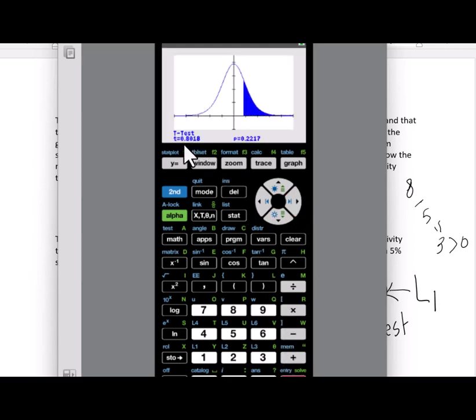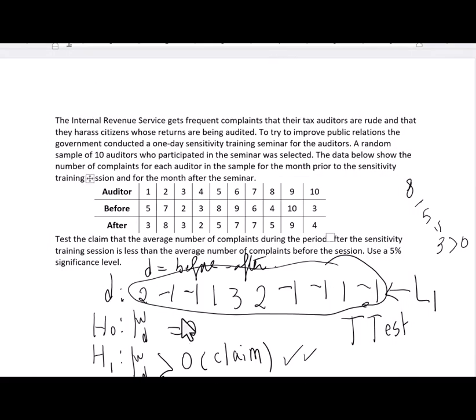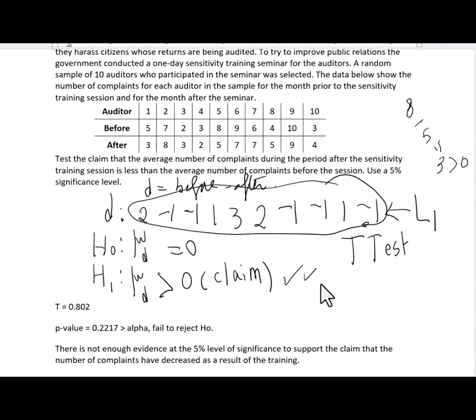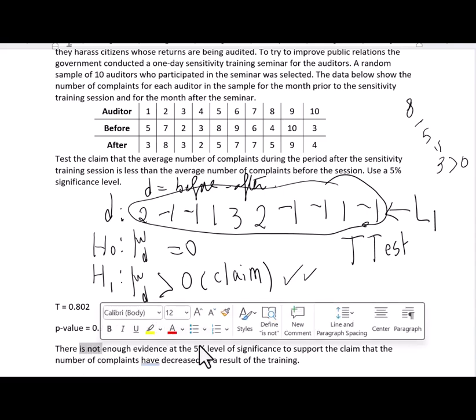The test statistic is 0.802 to 3 decimal places, and look at the p-value, 0.2217. So this is the p-value. Let me just scroll down. 0.802, p-value is 0.2217, which is bigger than alpha. You fail to reject the null hypothesis. And then the good conclusion will be, if you fail to reject H0, you start with: there is not enough evidence at the 5% level of significance to support the claim that the number of complaints has decreased as a result of the training. Now, if you guys want to use StatCrunch, no problem.